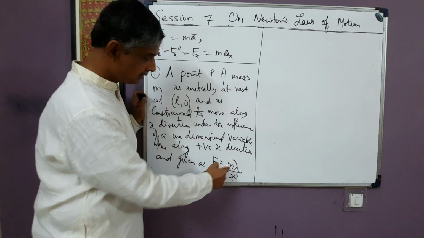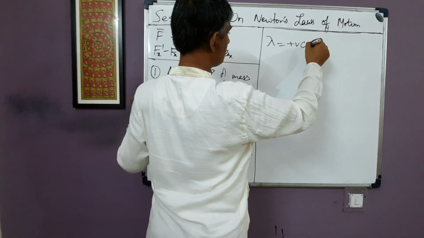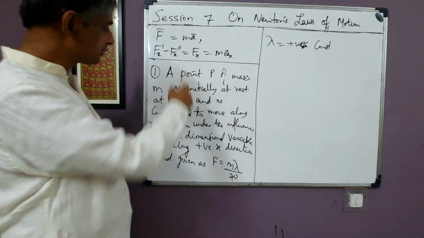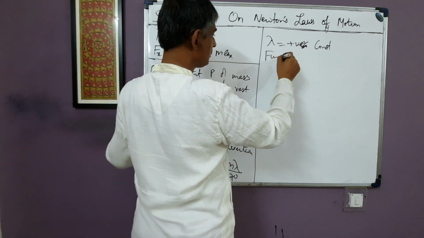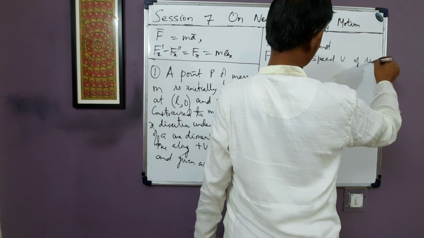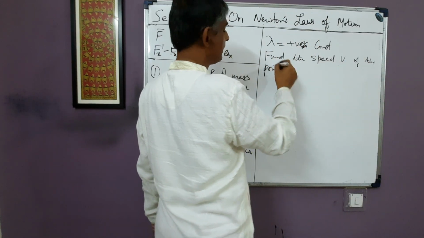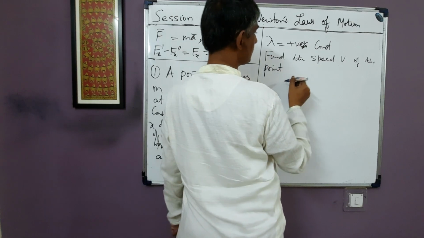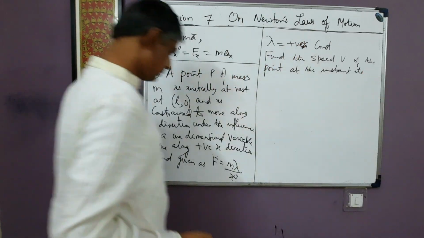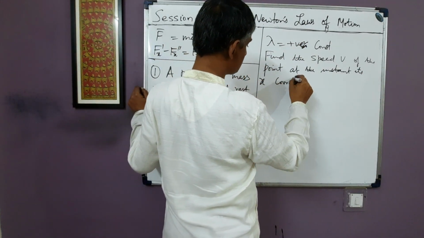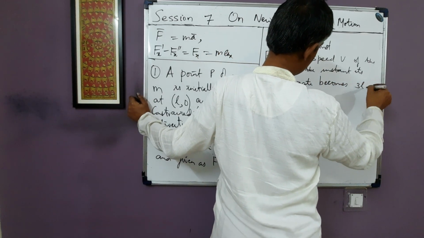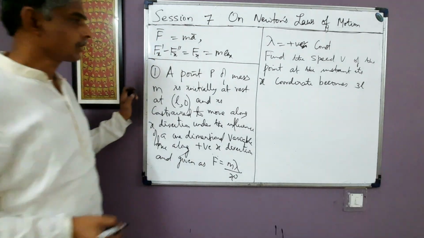Here m is the mass, lambda is a positive constant, and x is the instantaneous x coordinate of that point P. Question is, find the speed v of the point at the instant its x coordinate becomes 3L. Okay, this is the required question.